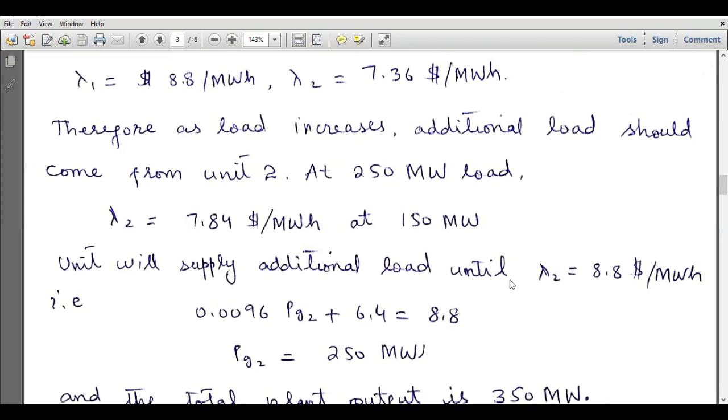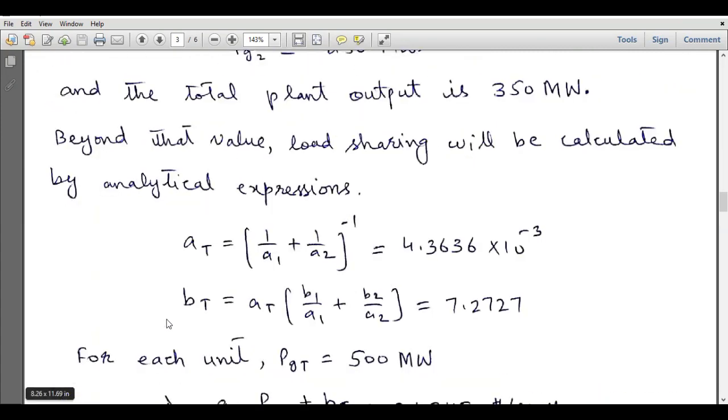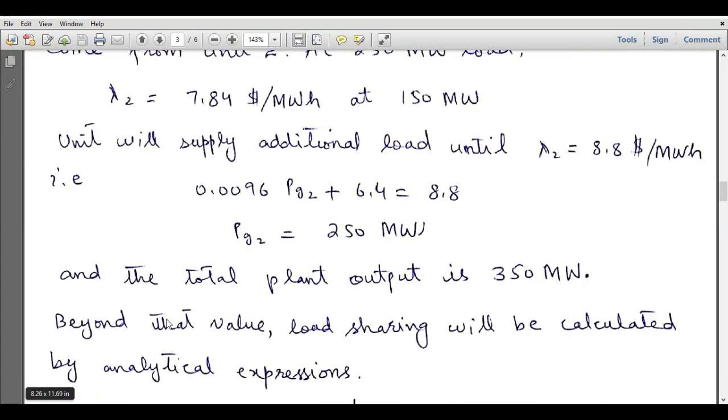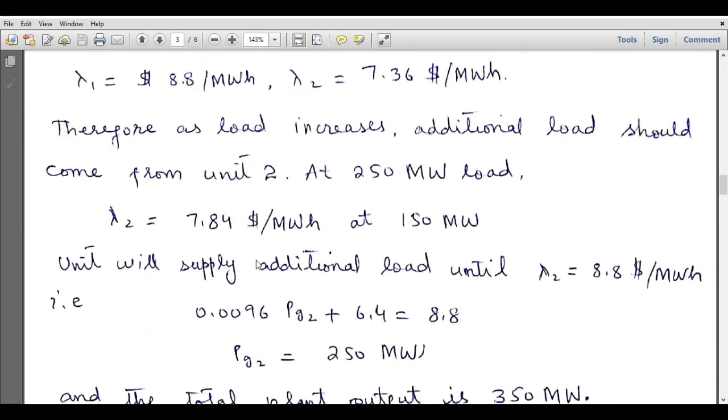The second unit will supply additional load until lambda 2 is equal to $8.8 per megawatt hour, which is the incremental fuel cost of the first generator. When lambda 2 becomes greater than lambda 1, the load assignment will be calculated by that expression. At lambda 2 equal to 8.8, PG2 is evaluated to be 250 megawatts.